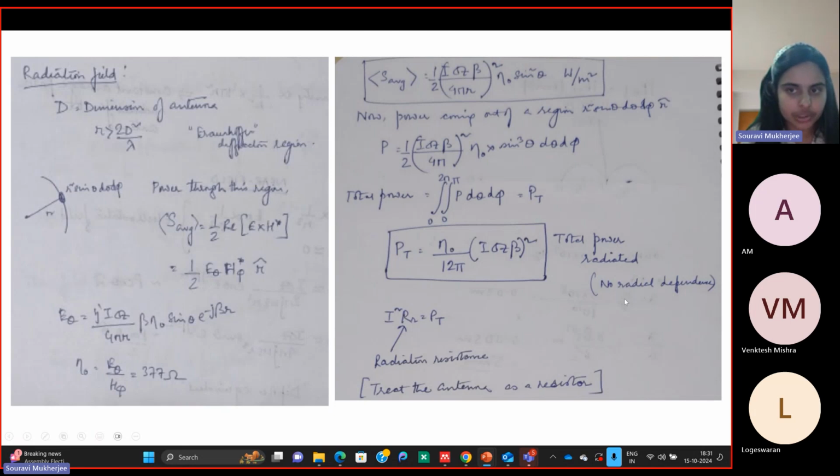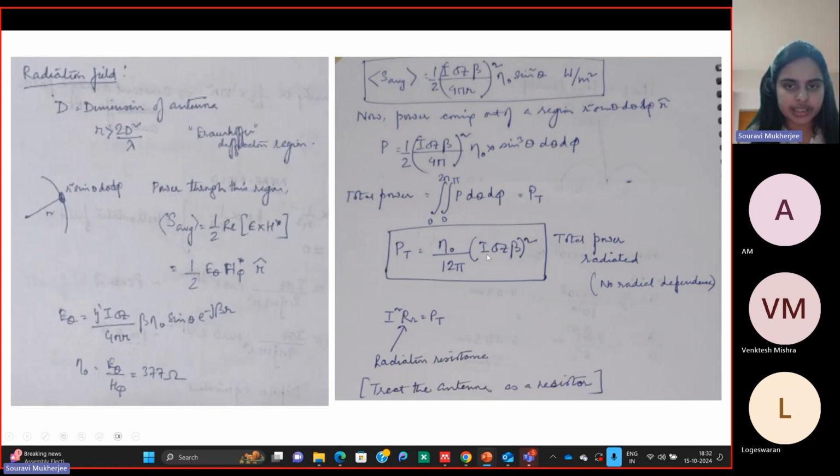And you can see there is no radial dependence here. It just depends on the current flowing through the antenna, the dimension of your antenna, the wavelength of your signal, and the medium. So eta naught here is the wave impedance, given as 377 ohm when we talk about free space. If you are in a different medium, you would have a root of mu by epsilon multiplied to it. So the medium does play a role, and these are the factors on which the total power radiated depends.